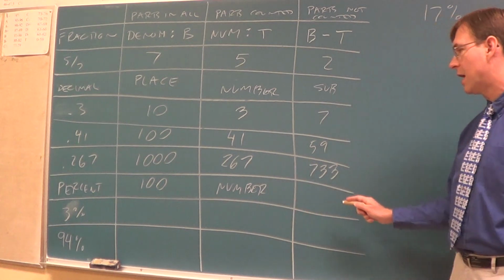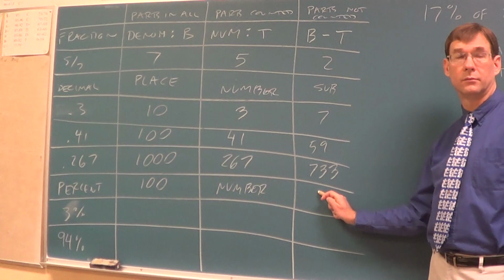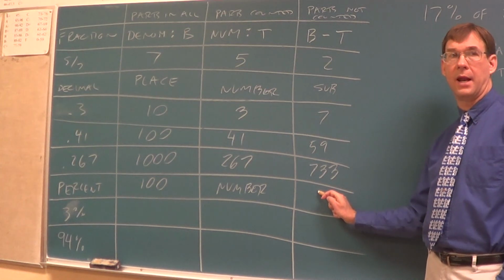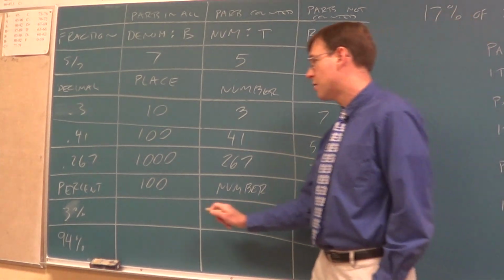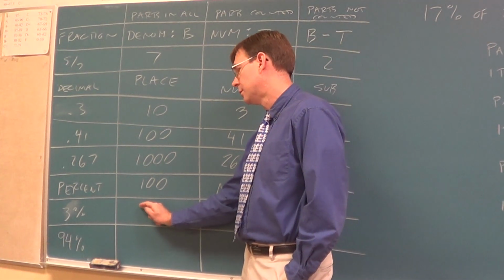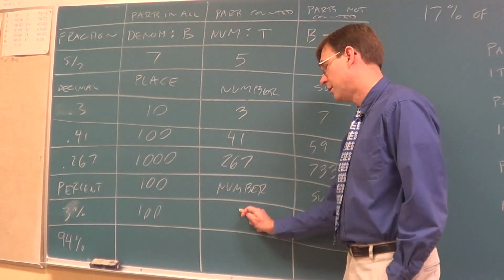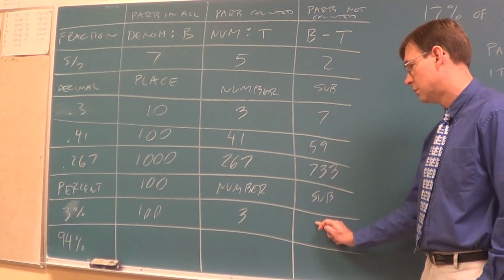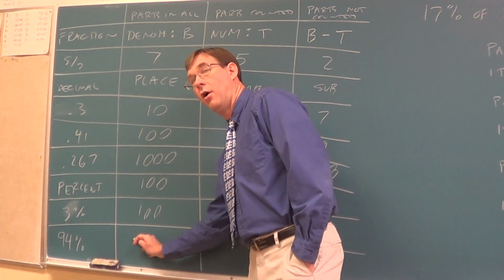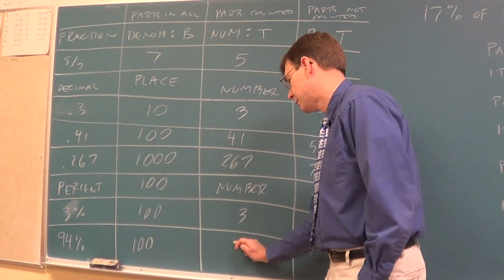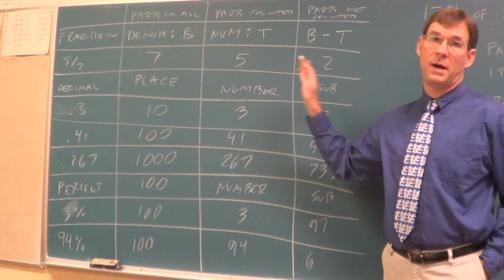And as we've done in every other category, to figure out who got left out, what math will we do? We're going to subtract again. So if I say 3%, there's parts in all, 100, counted, 3, left out, 97. 94%, in all, 100, counted, 94, left out, 6. Question about doing that?